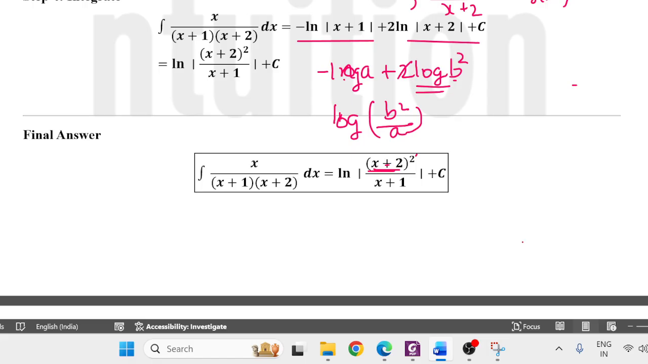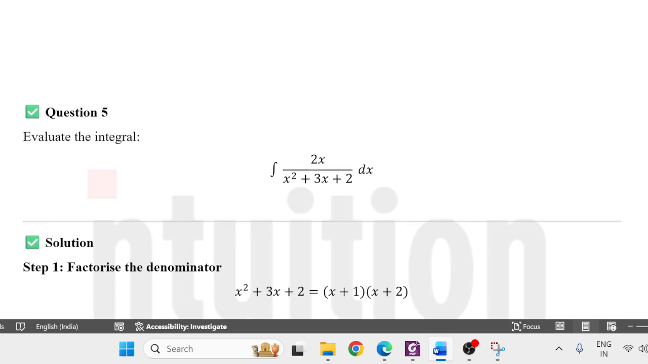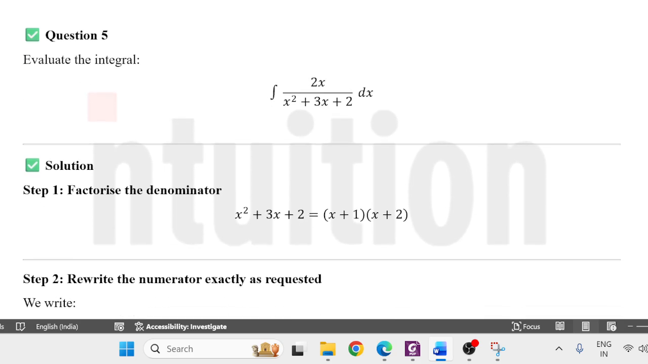So this is the previous problem. Now we'll go to the next one, question number 5, very very interesting. It is 2x divided by x square plus 3x plus 2. Whether it is factorizable or not, we'll do it. If it is given in quadratic form, you need to factorize it.